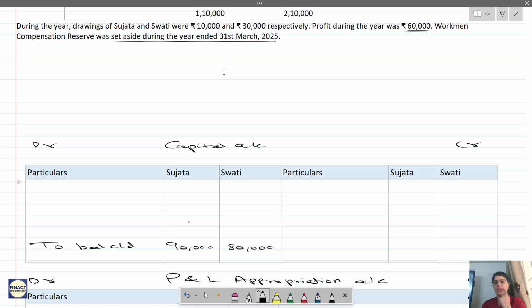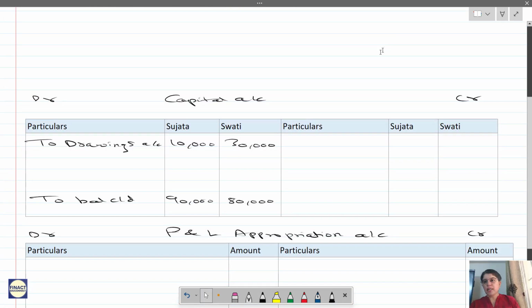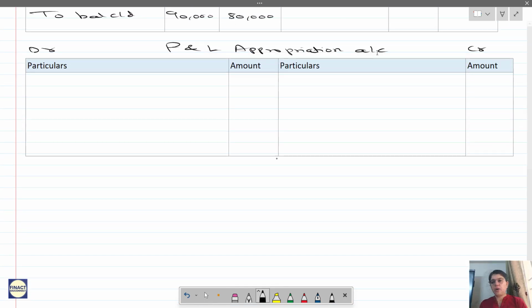So drawings have a debit balance, so you transfer it to capital. So entry will be partners capital account debit to partners drawing. So Sujata is 10,000, Swati is 30,000, correct? Now profit during the year is 60,000. So let us transfer this profit during the year to P&L appropriation. So P&L account profit, so it will come on the credit side.